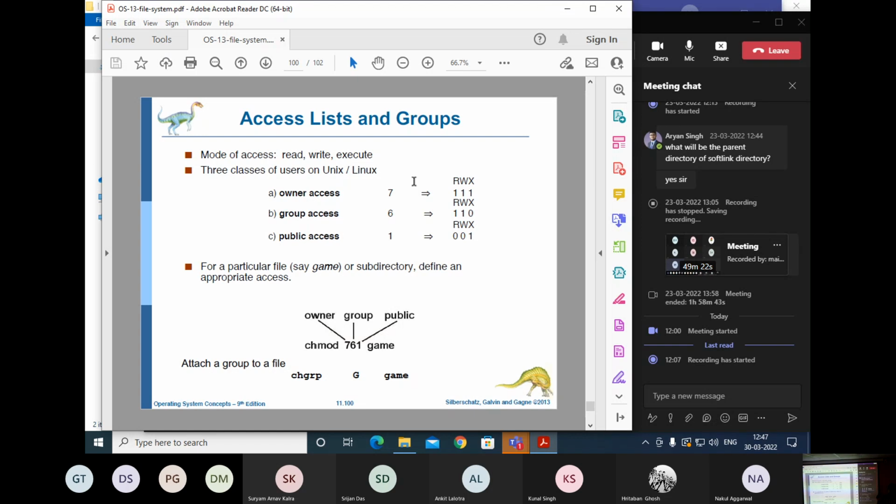Remember this: owner, group, public. Owner read, write, execute; group read, write, execute; public read, write, execute. Each one is a value from 0 to 7. 0, 0, 0: even the owner cannot read, write, or execute. Don't do this. Actually, you can do this, but it will be a little bit hard for you to remove that file.